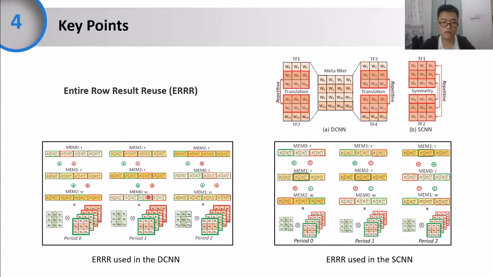And when the fourth row activation is input, their results will be stored in memory 0 because the first activation rows will not be used again. So in this way, the memories and the activations in the memories will be reduced. It's also similar to the SCN.